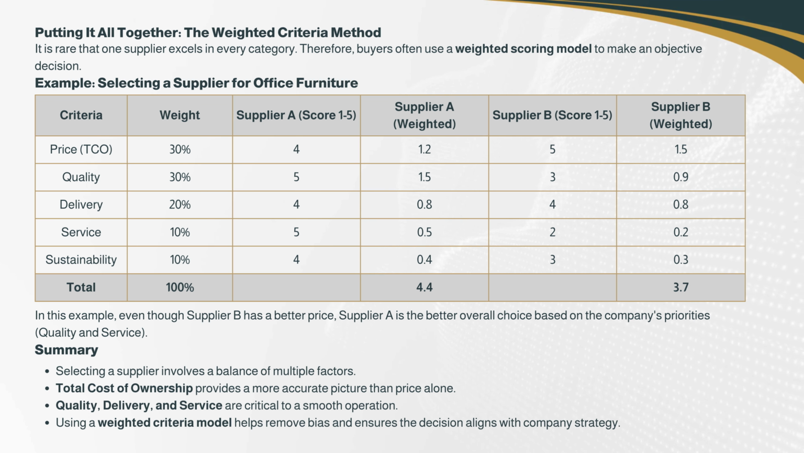Summary: selecting a supplier involves a balance of multiple factors. Total cost of ownership provides a more accurate picture than price alone. Quality, delivery, and service are critical to a smooth operation. Using a weighted criteria model helps remove bias and ensures the decision aligns with company strategy.